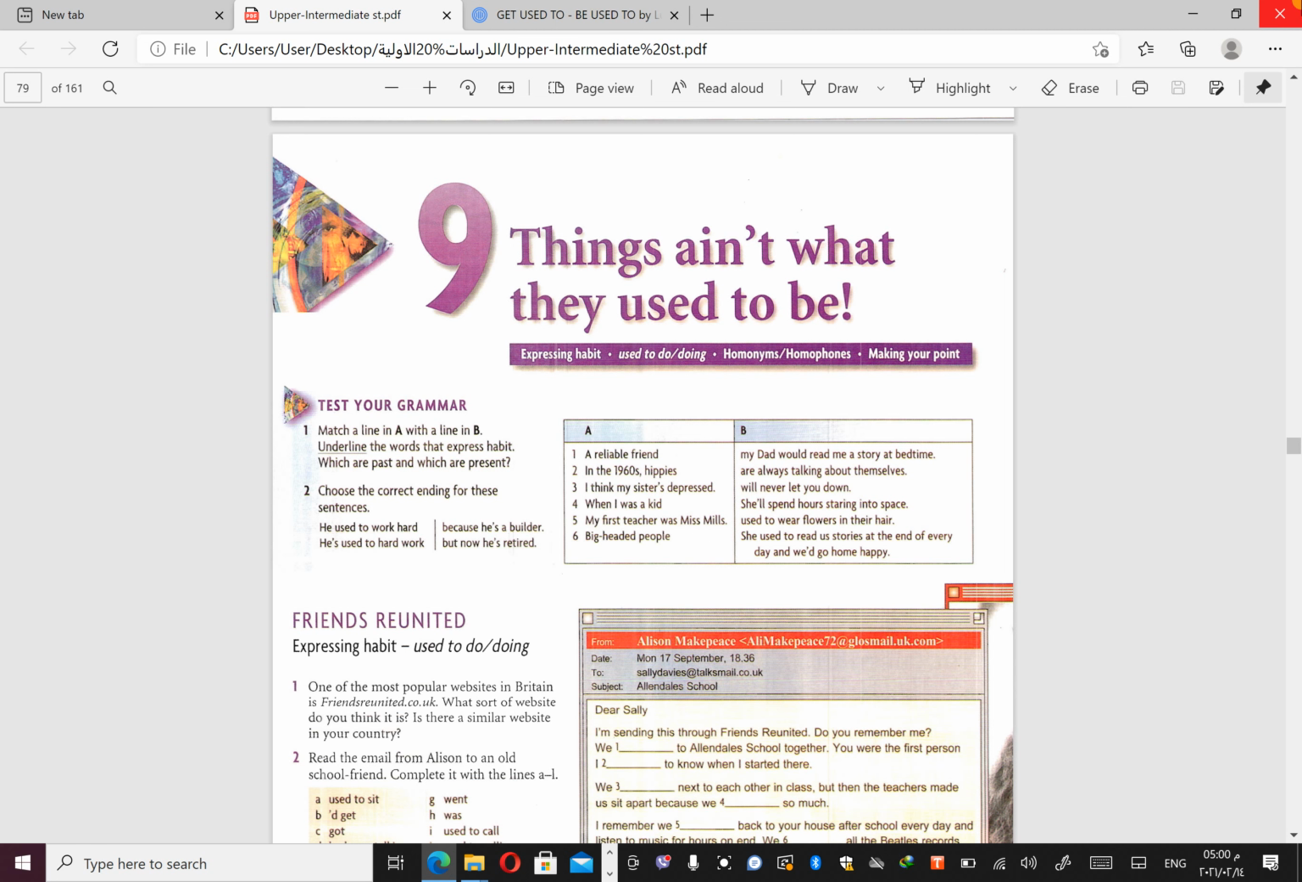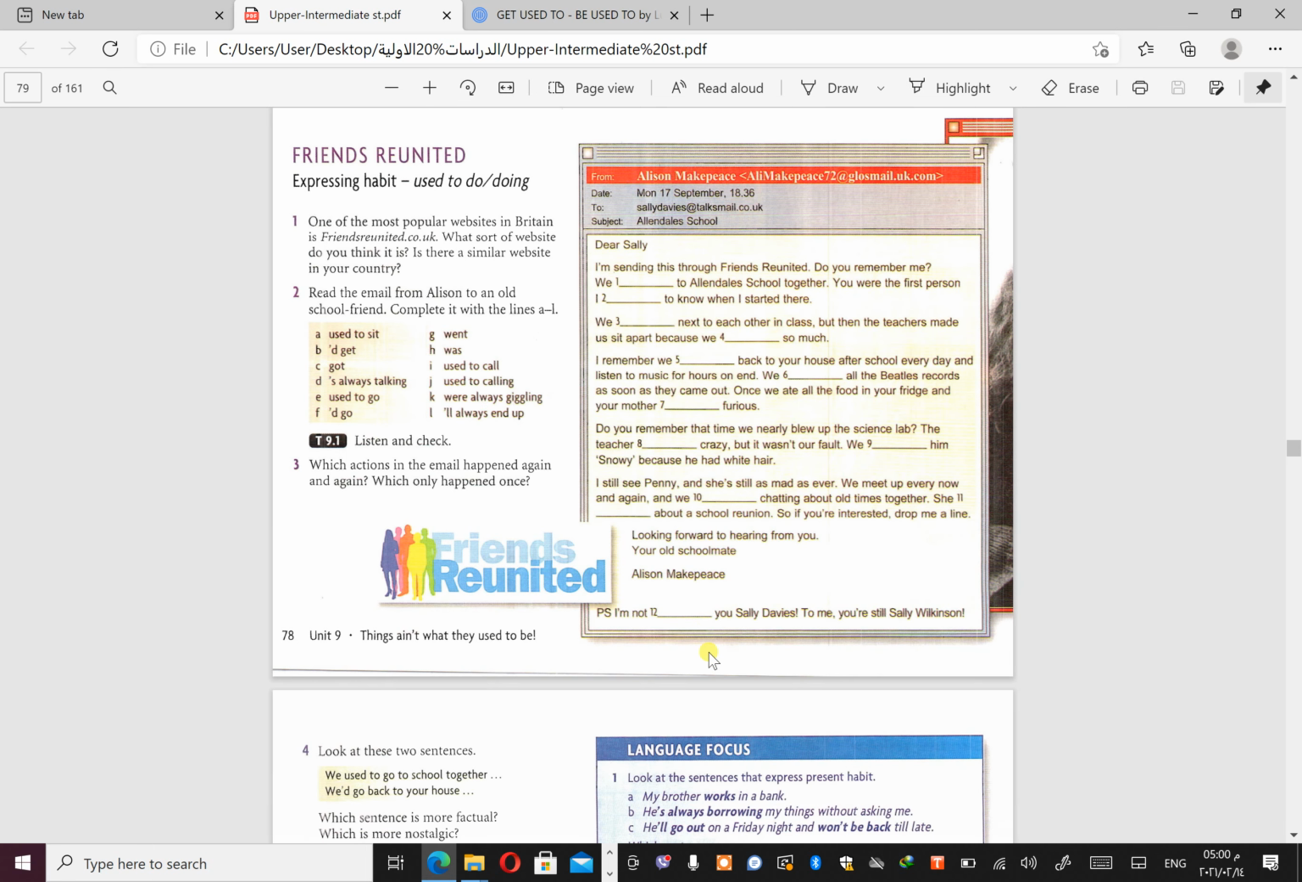So let's look at the most important expressions, or the most important topics, that this unit is going to talk about, like "used to," "doing," and so on. And we have homonyms and homophones, and "make your point." This is a new title to get to know in English. We will see that these words we already use when we write and also when speaking English.